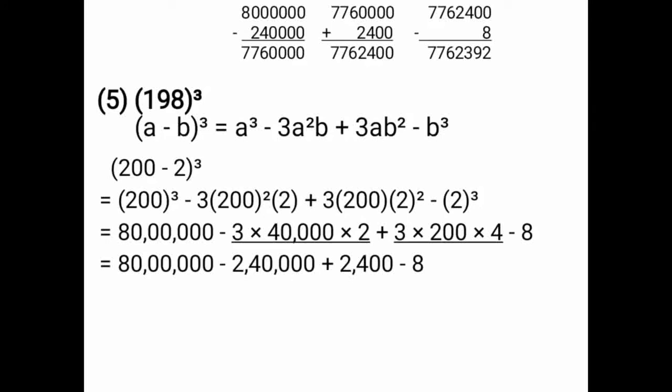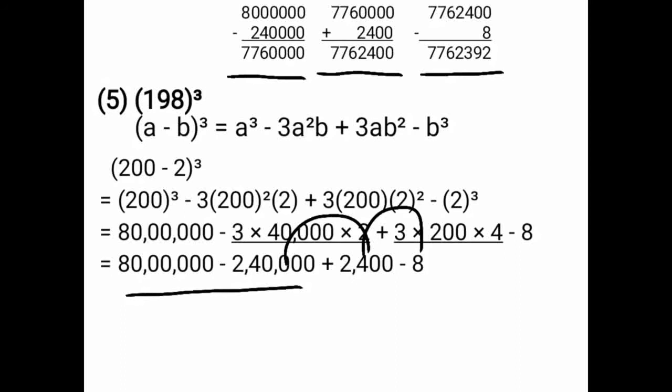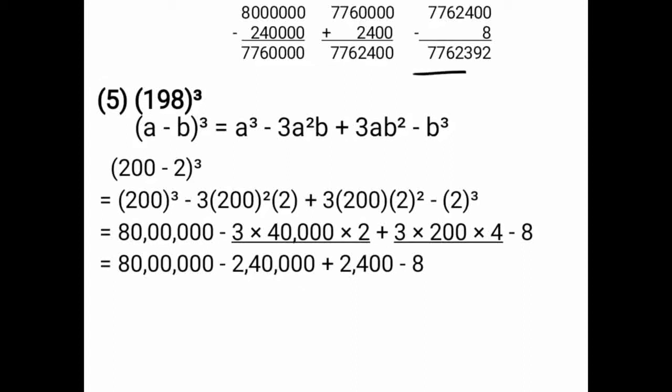Now finally you have to subtract this, then add, and then subtract again. 80 lakh minus 2 lakh 40,000, I am getting the answer 77 lakh 60,000. 77 lakh 60,000 plus 2,400 you have to add. I am getting 77 lakh 62,400. 77 lakh 62,400 minus 8, you have to subtract this finally. I am getting 77 lakh 62,392. So the final answer is 77 lakh 62,392.